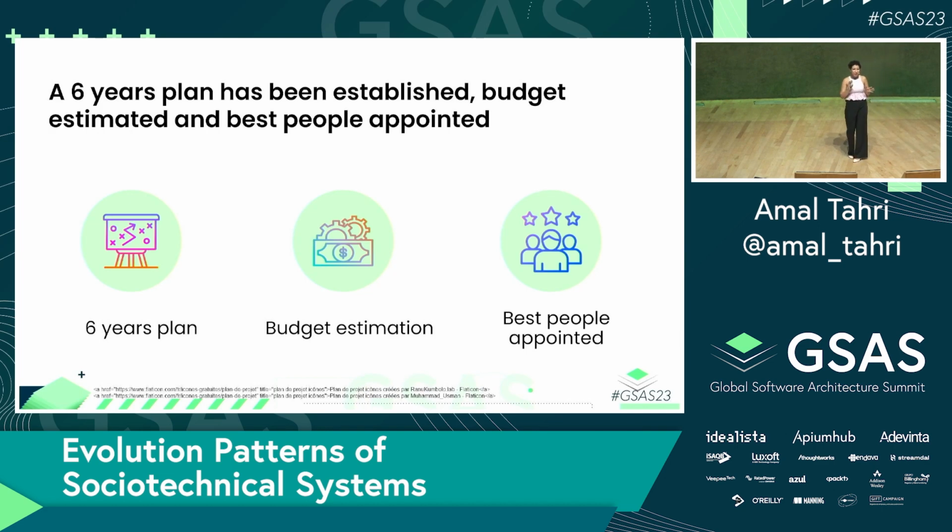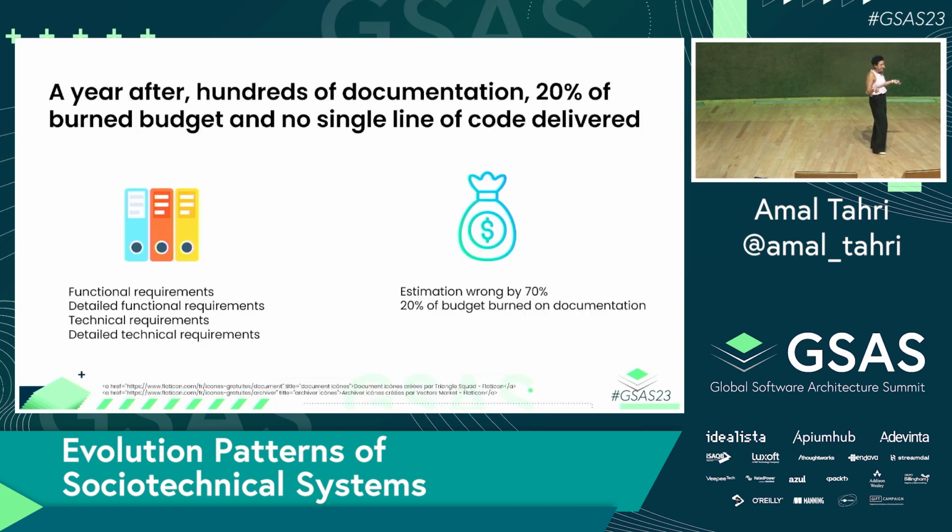Do you see something that's wrong with this sentence? We have a budget estimation for 6 years. 1 year after, we had 20% of the budget allocated burned, hundreds and thousands of pages of documentation, so you get the specification and the detailed specification in function and in technical, and not a single line of code.